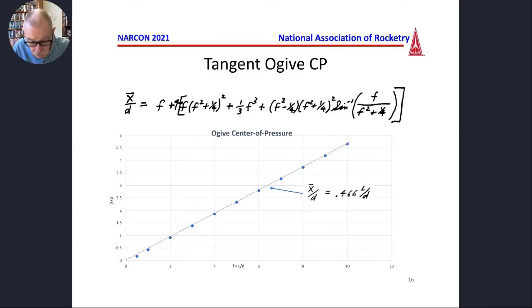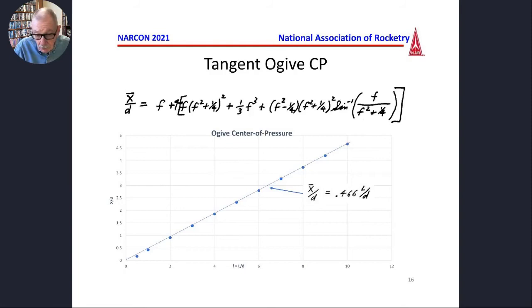In this case, F is the length divided by the base diameter. So the fineness ratio of the ogive is the determining factor of the location of the center of gravity divided by the base diameter of the ogive. But you put that into a computer, and by the way, you can use a computer to solve that equation, but you've got to be careful.